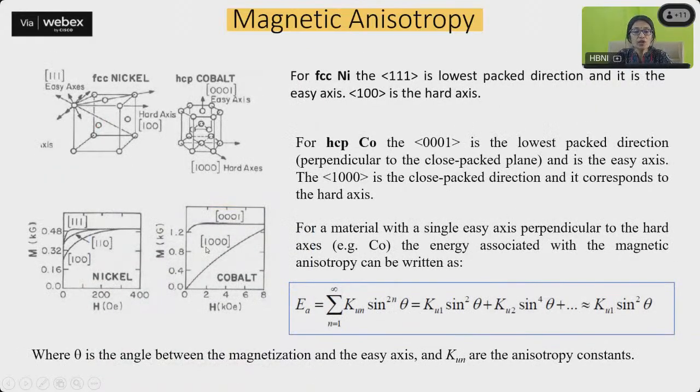So similarly, you can also have it for face-centered cubic nickel. In this particular case, when you have an FCC structure, you know that the 111 direction is the closest packed direction, and so it becomes the easy axis. And in this case, the 100 direction is the hard axis.